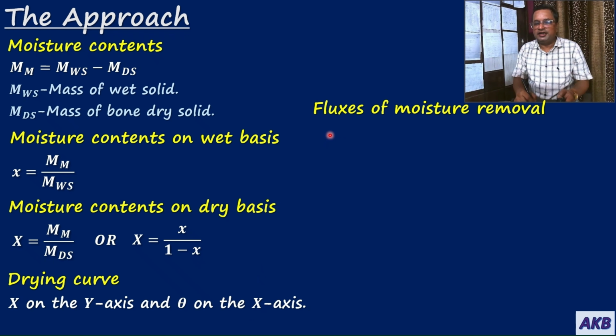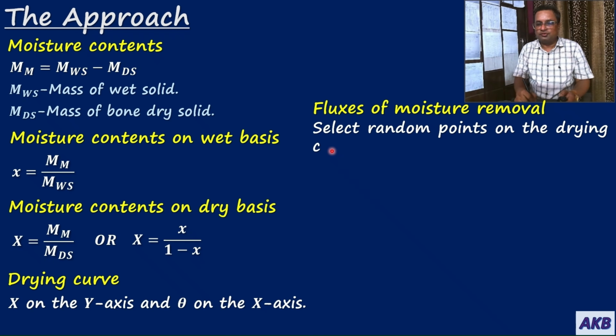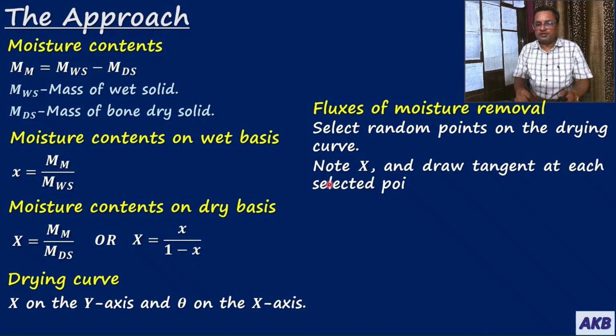And then we will find fluxes of moisture removal, because we need those fluxes for plotting the typical rate of drying curve. For that, once the drying curve is ready with us, we will select random points on the drying curve. And then for those points, we will note capital X, that is moisture content on dry basis, and then we will draw a tangent at each of the selected points.